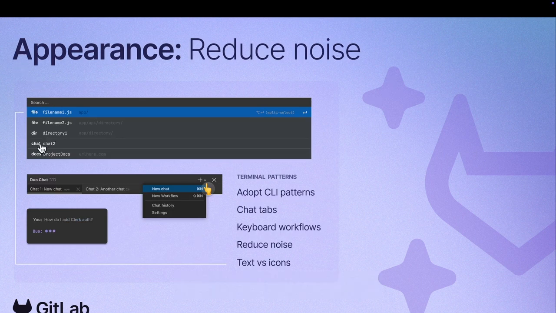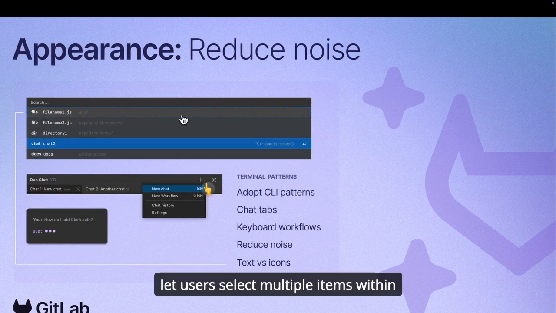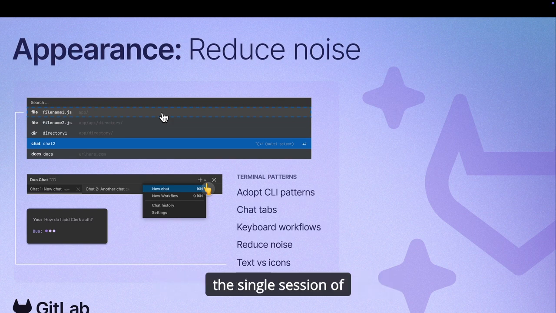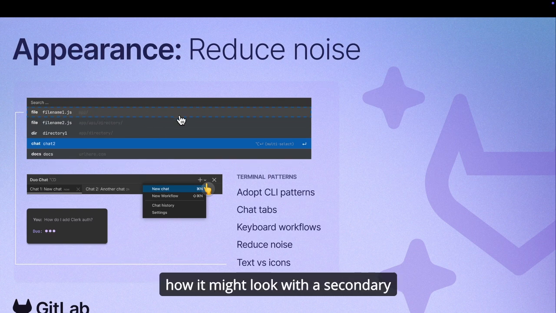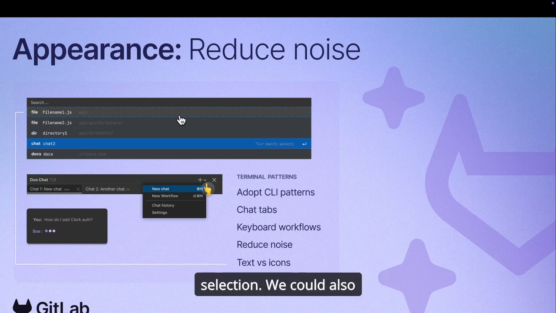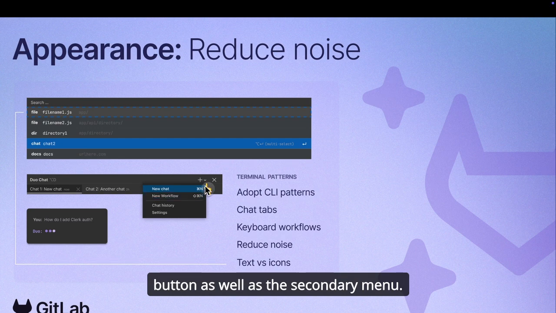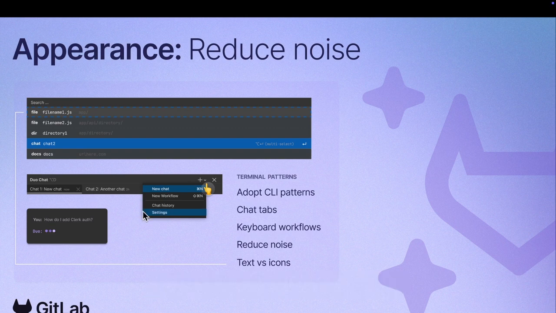We could also let users select multiple items within a single session of opening a menu, and here's how it might look with a secondary selection. We could also use what the terminal has, the plus button, as well as a secondary menu. This could be quite useful for launching chats. Just click plus, and a new chat tab pops up.